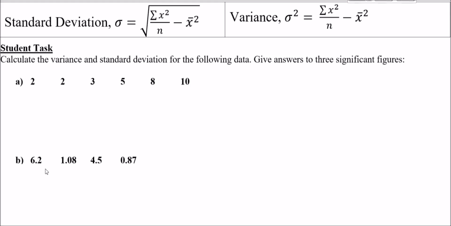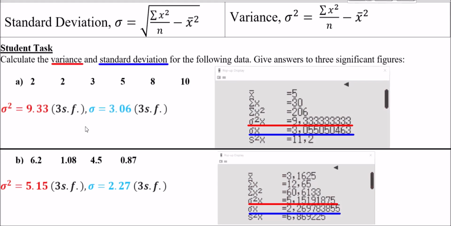Okay, so here are the answers. So here's the answers for the first one. Variance 9.33 and standard deviation 3.06. This image here is what you should have seen on your Class Wiz screen. And for part B, standard deviation is 2.27 with the variance as 5.15. And again, this is the image you should have seen on your Class Wiz display, and I've underlined which bits you're looking out for to find standard deviation and variance. So standard deviation is blue, sigma x, and variance is sigma squared.